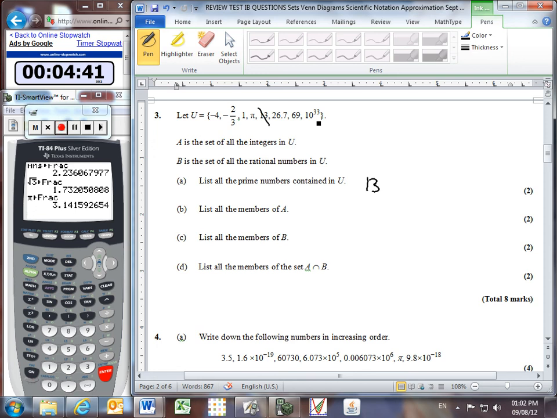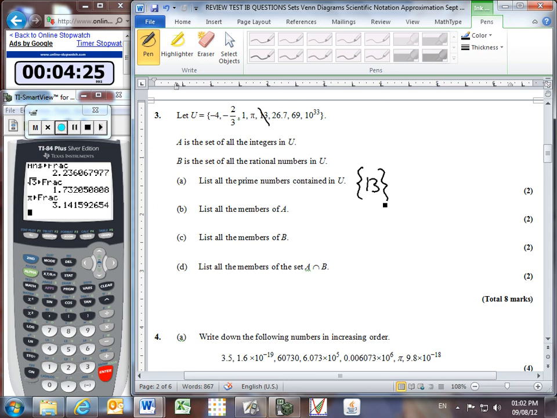10 to the power of 33. Imagine moving the decimal over 33 times, this huge long number with 33 zeros. Well, because it's got a 0 at the end, it's obviously divisible by 10. So the only prime number that we have here is 13.